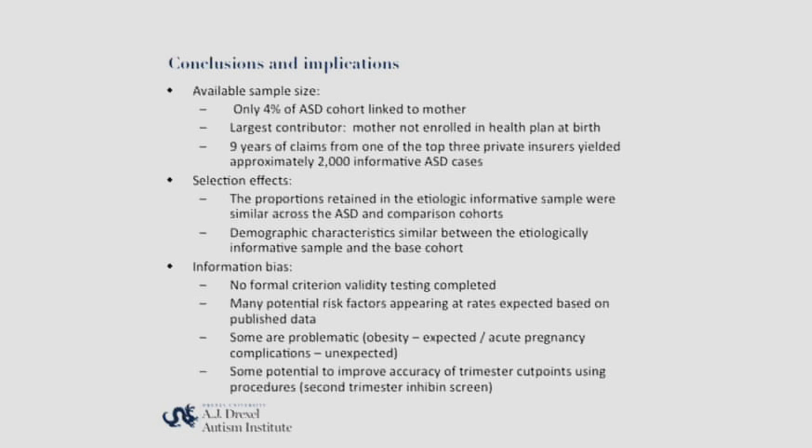Information bias. How good are the claims at capturing these different variables? Well, we didn't do any formal criterion validity here. We just estimated these prevalences and compared them to national data. And for a number of risk factors, we saw things appearing at the rate we would expect, which was good. But there were some things that were problematic. Some that we expected, obesity, we didn't expect would be captured well in claims, and it wasn't. But there were some things, acute pregnancy complications, that we thought we would do a good job on, and there were some problems that needed to be worked through.